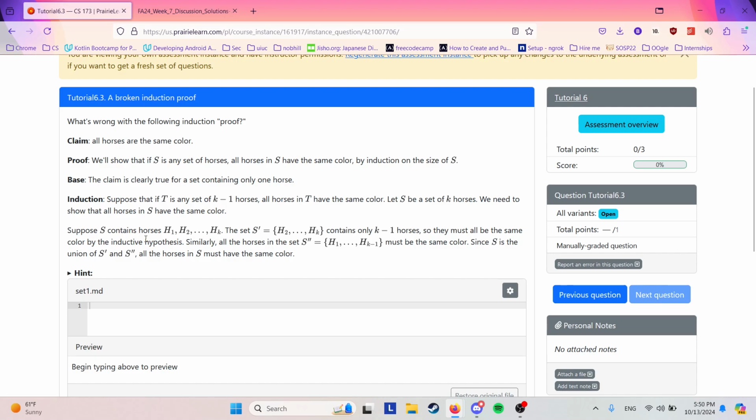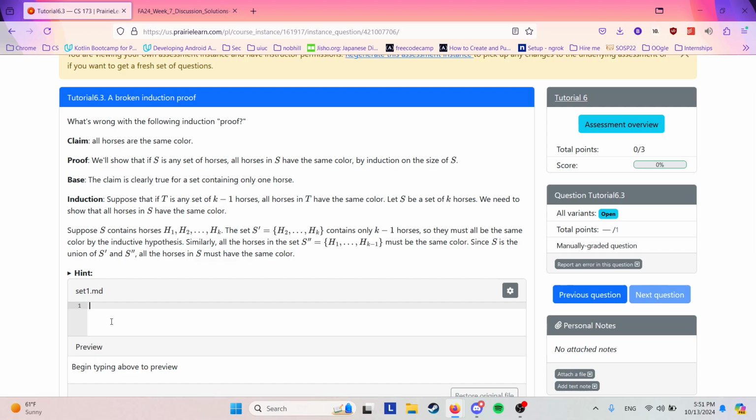So suppose S contains horses h1, h2 to hk. The set S prime, made up of h2 to hk, contains only k minus 1 horses, so they must all be the same color by the inductive hypothesis. Similarly, all horses in the set S double prime, which is composed of h1 to hk minus 1, must be the same color. Since S is the union of S prime and S double prime, all the horses in S must have the same color. So this is a little bit tricky.